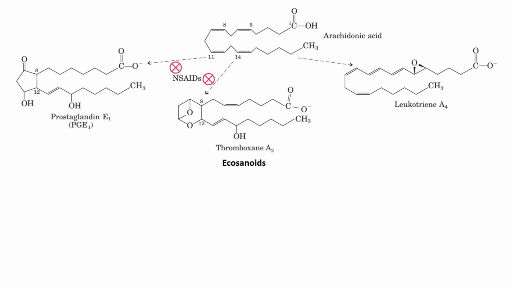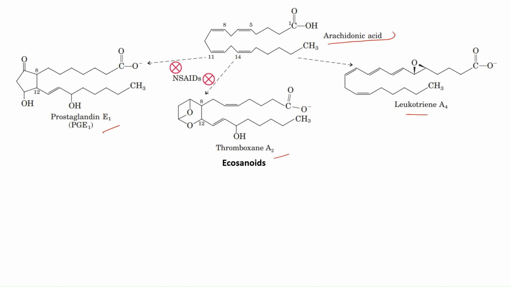So this is eicosanoids: prostaglandins, thromboxane, and leukotrienes. These are the three types of eicosanoids. The basic parent molecule from which the eicosanoids are formed is arachidonic acid. So this is the parent molecule from where the eicosanoids are derived.